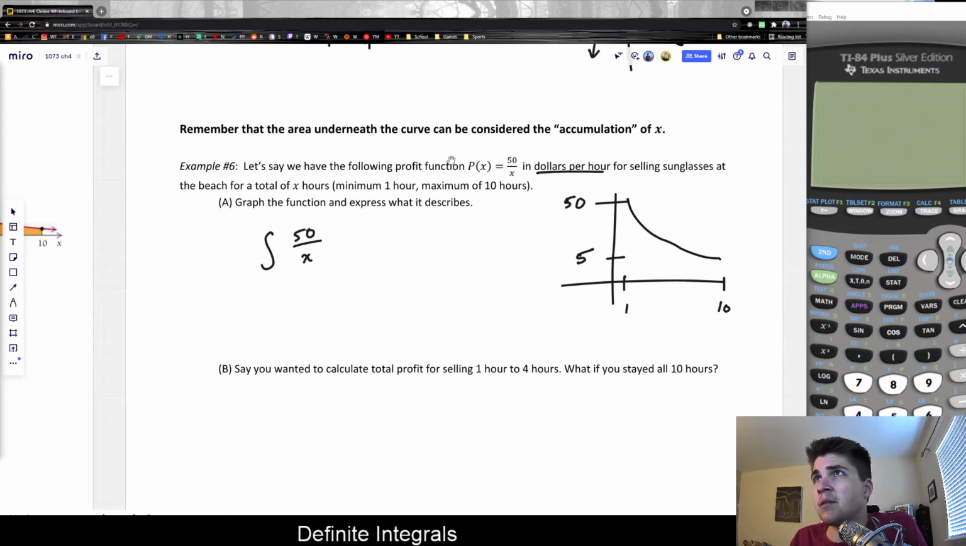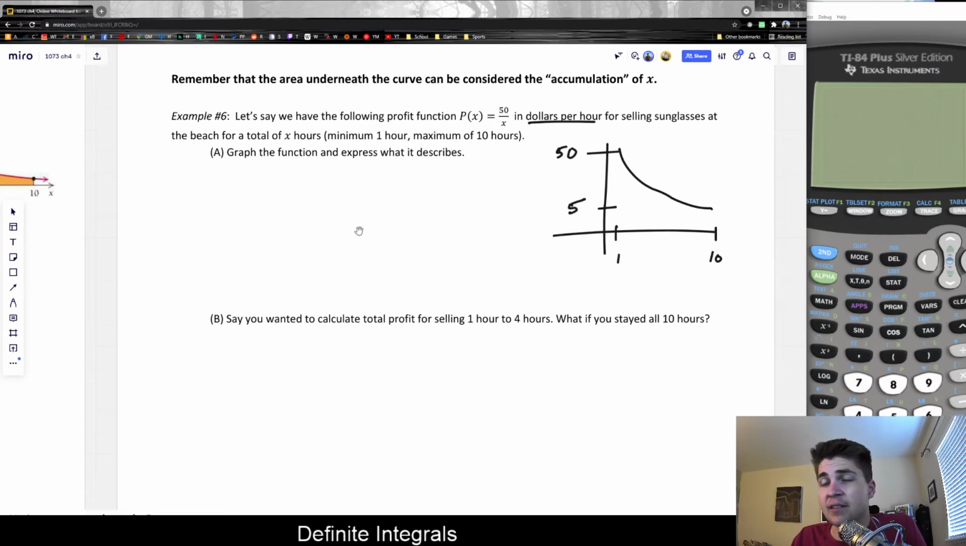and actually, this is part B. Sorry, I'm getting ahead of myself, but we wanted to graph it and talk about it, which I did up there. But it says, say you wanted to calculate the total profit for selling from 1 hour to 4 hours, and what if you stayed all 10 hours? We could set this up as the integral from 1 to 4 of our function 50 divided by X with respect to X. And if we stayed all 10 hours, we'd just adjust that from 1 to 10.